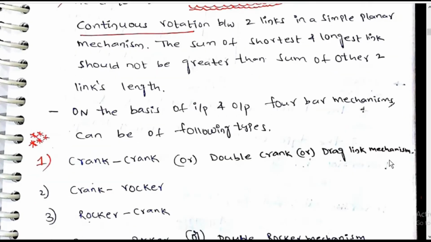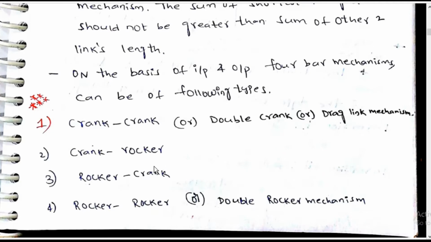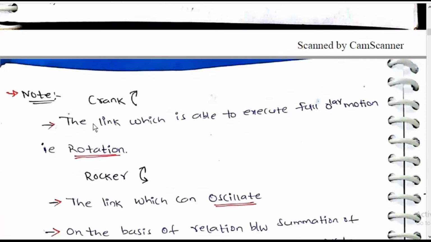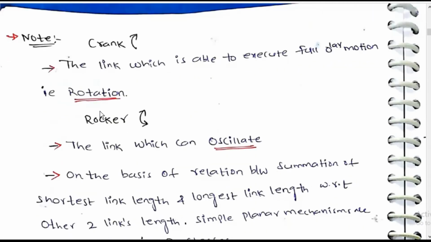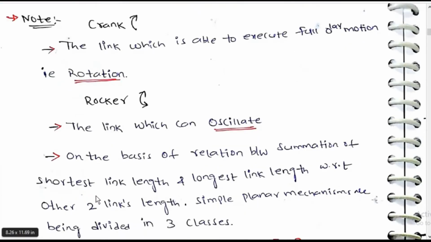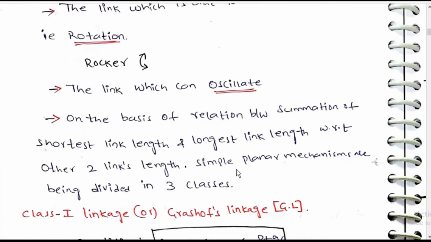On basis of input and output, 4-bar mechanisms can be of the following types: crank or double crank or drag link mechanism, crank rocker mechanism, rocker crank, rocker or double rocker mechanism. Note: crank, the link which is able to execute full circular motion, that is rotation. Rocker, the link which can oscillate, on basis of relation between sum of shortest link length and longest link length with respect to other two links lengths.